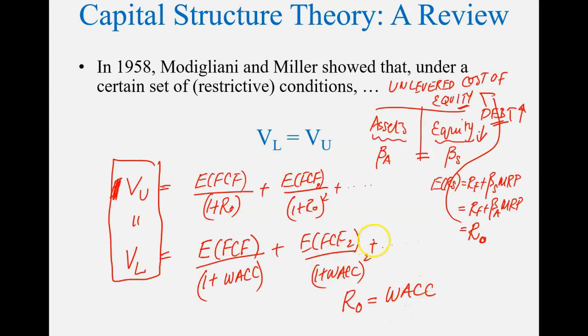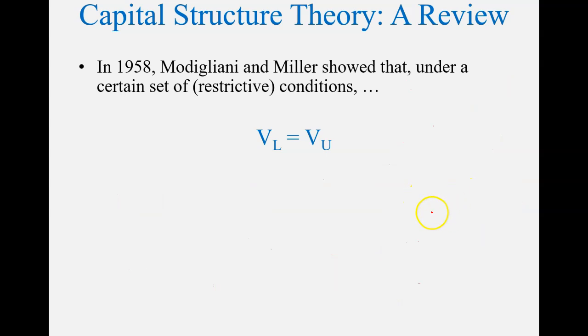Well, I'm going to electronically erase this. What that means is that R0, what is WACC? WACC is B over B plus S into the expected return on debt. And technically I should multiply this by 1 minus T, but we are in a world where there are no taxes, among other things, so I'm not going to do that right now.